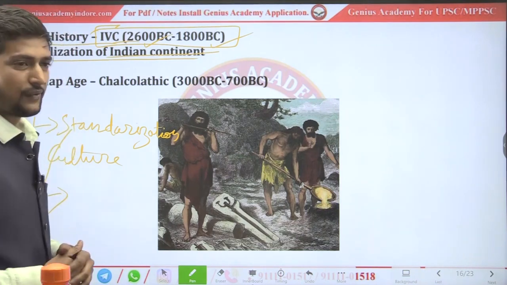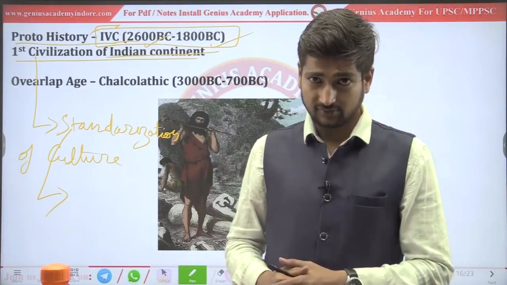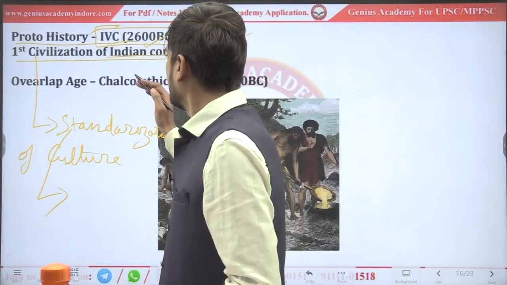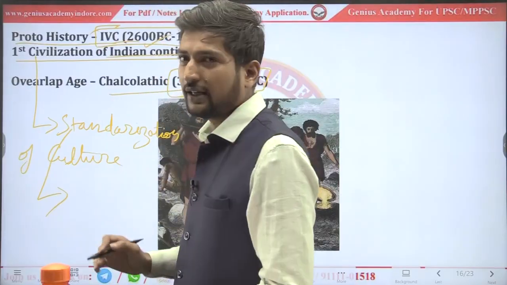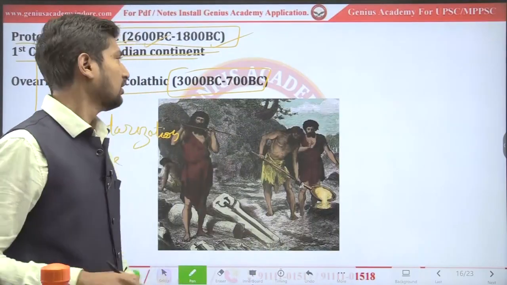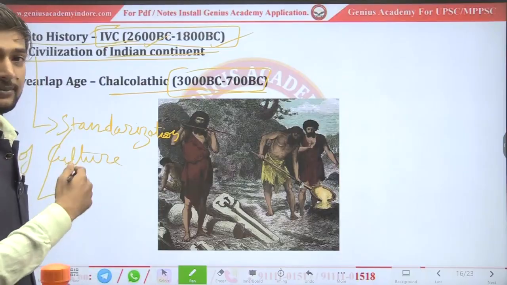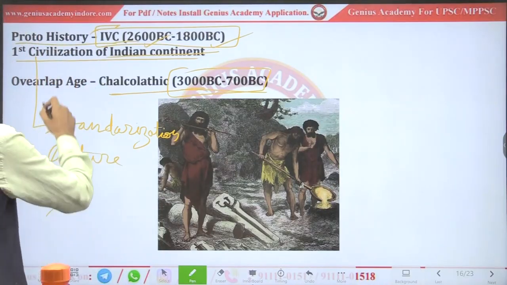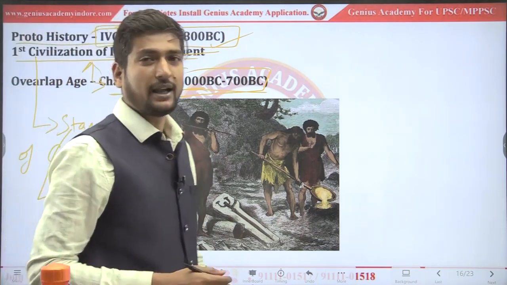So this is the first urban civilization of India, which is covered under proto-history. The Chalcolithic age, which is from 3000 to 700 BC, comes under this during the Indus Valley civilization. This age overlapped during IVC. Why does it overlap?